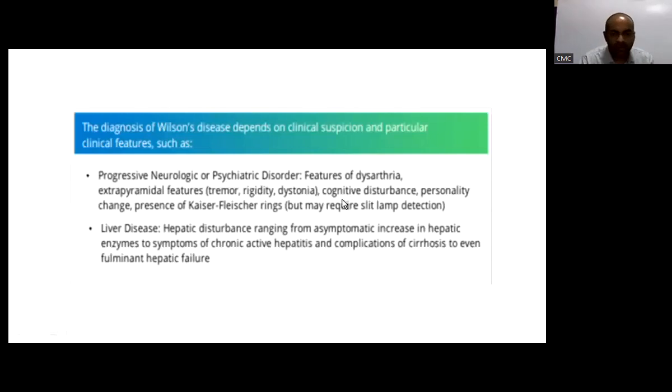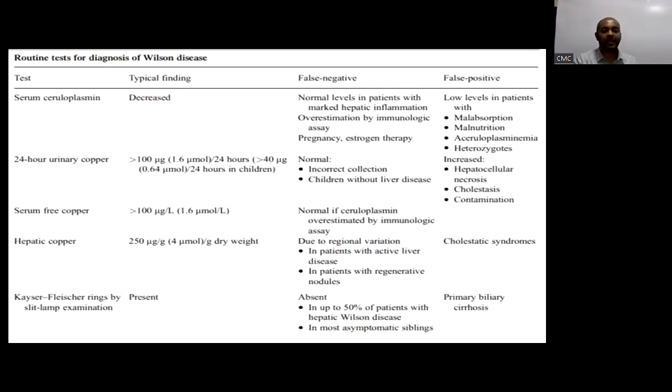So coming to diagnosis of Wilson disease. Diagnosis of Wilson disease depends on clinical suspicion. So progressive neurological psychiatric disorder, features of dysarthria, extrapyramidal syndrome, cognitive disturbance, personality changes, and we have to look for a KF ring. So what are the routine tests which can help in diagnosis of Wilson disease? What we do is serum ceruloplasmin, which is typically decreased, and 24-hour urine copper, which we expect to be increased, more than 100.